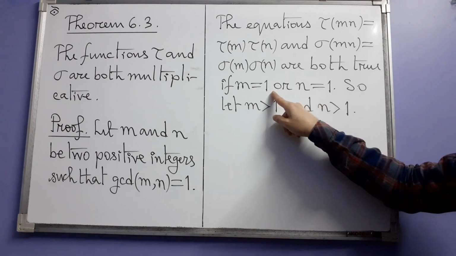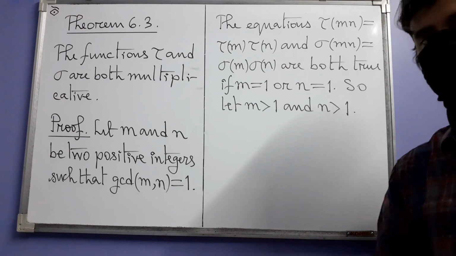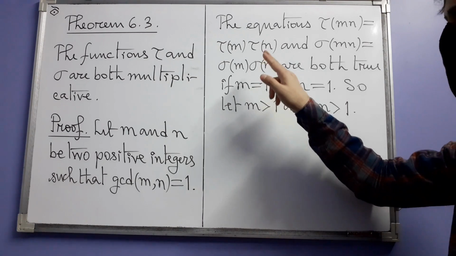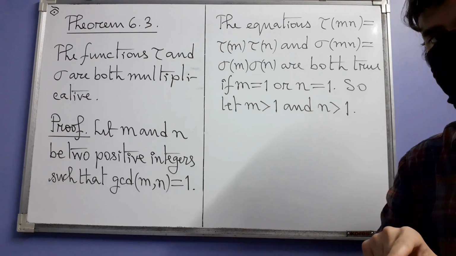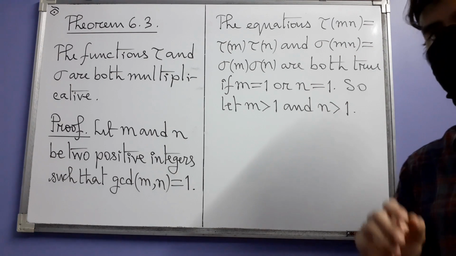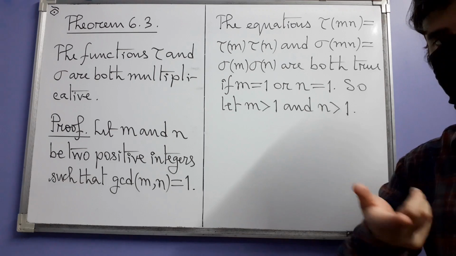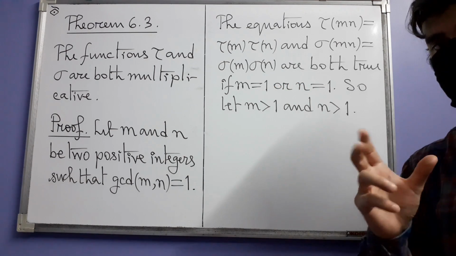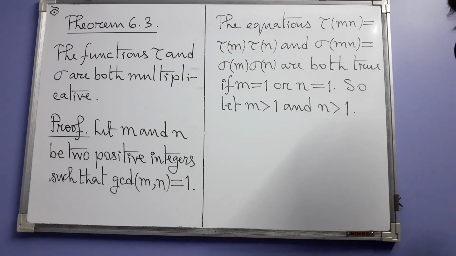Now if m is 1 or n is 1, then of course these two equations are true, and that too in a very easy manner. That is because sigma of 1 is also equal to 1 and tau of 1 is also equal to 1. And why that instantly tells us that these two equations are true in that case, I am leaving to you. It's absolutely easy. You just have to write the two equations if m is 1 or n is 1 in those cases, and you will see that it is just a very easy equality.